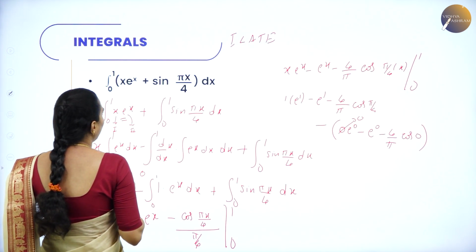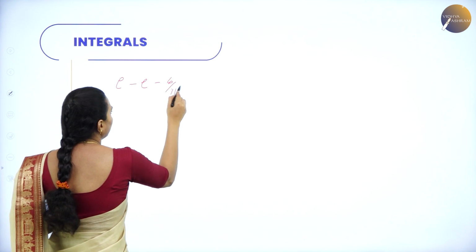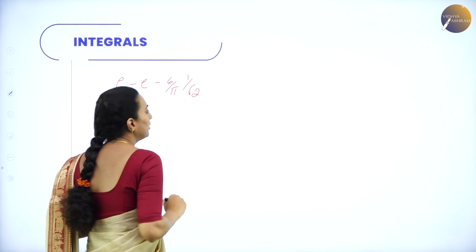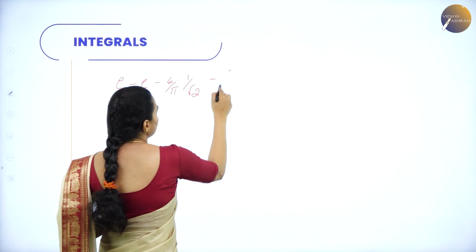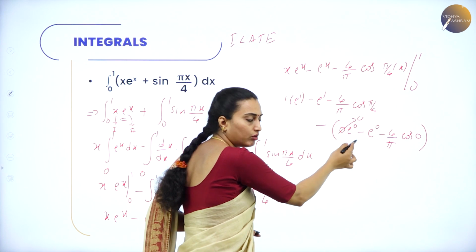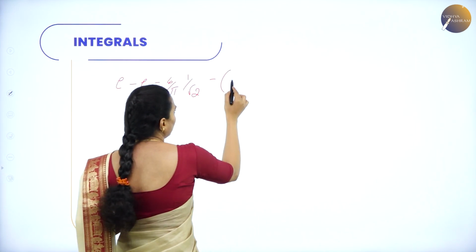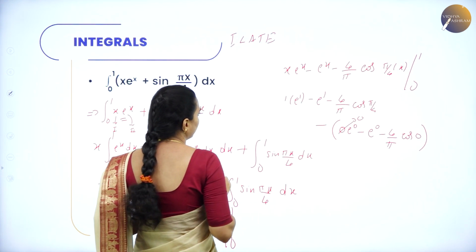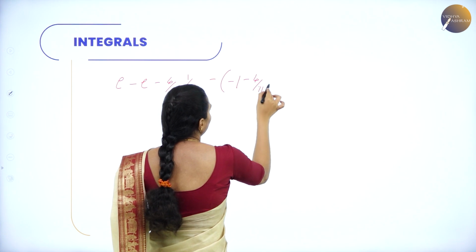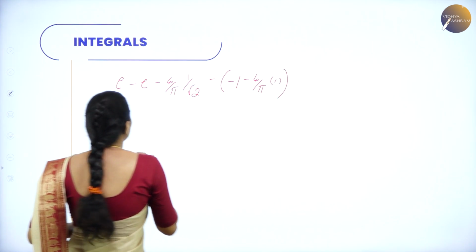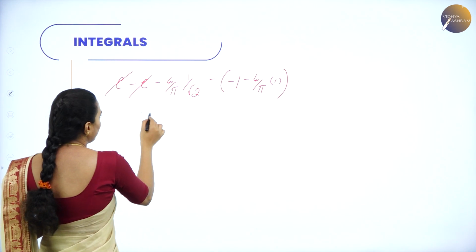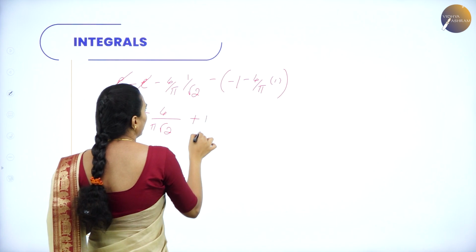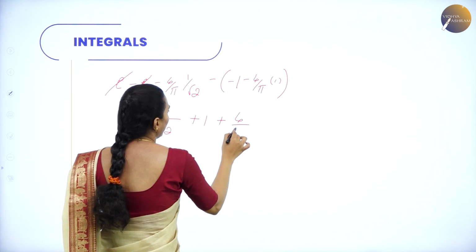Again minus 4 by pi into cos pi by 4, which is 1 by root 2, isn't it? Again minus, this will become 0, already I have written 0 into anything is 0, minus e power 0, which is 1. Again minus 4 by pi into cos 0, which is 1. Multiplying the minus sign, these two will get cancelled. Minus 4 by pi root 2. Minus into minus is plus. Minus into minus is plus 4 by pi.